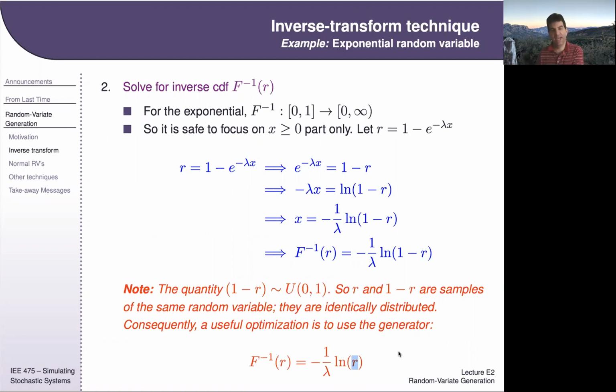But know that in reality, to make things more efficient, it's common that whenever you see a 1 minus R, you replace it with an R. Because anything that's uniformly distributed, 1 minus that will also be uniformly distributed when it's between 0 and 1. So that's the optimization I make there.